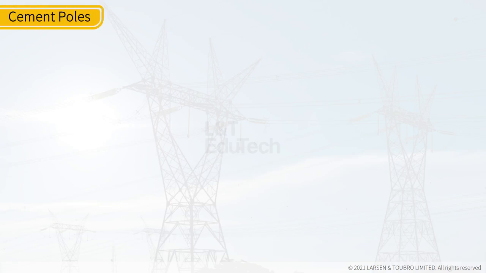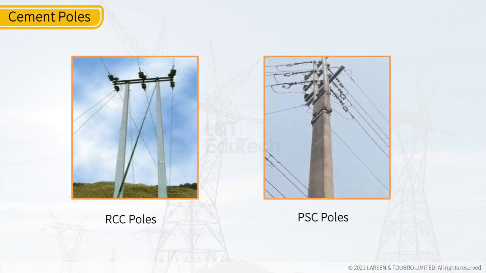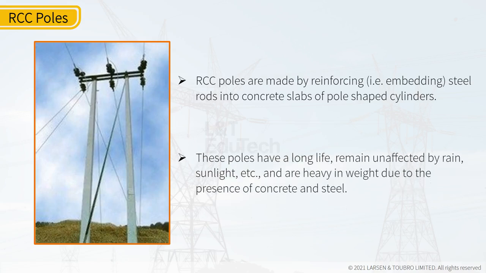Moving on, let's learn various types of cement poles in detail. Concrete poles are used for LT and 11 kV distribution lines. RCC poles are made by reinforcing, that is, embedding steel rods into concrete slabs of pole-shaped cylinders. These poles have a long life, remain unaffected by rain, sunlight, etc. and are heavy in weight due to the presence of concrete and steel.